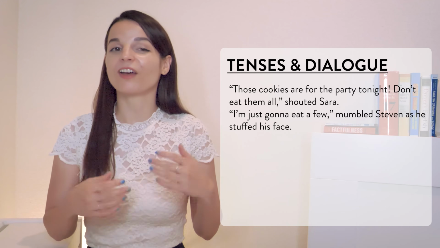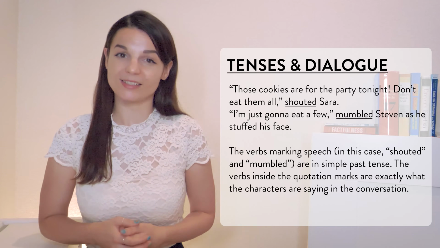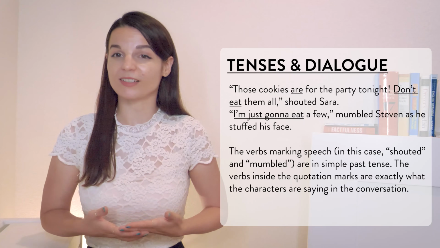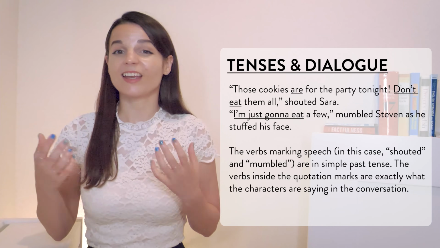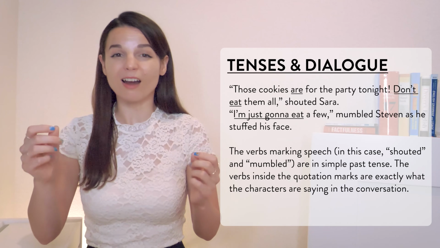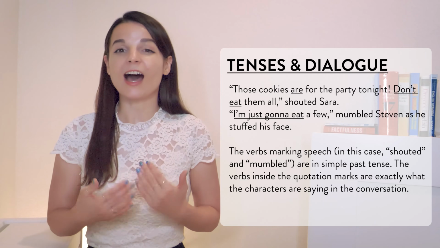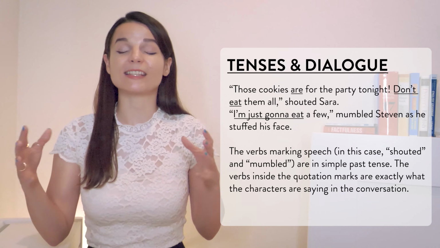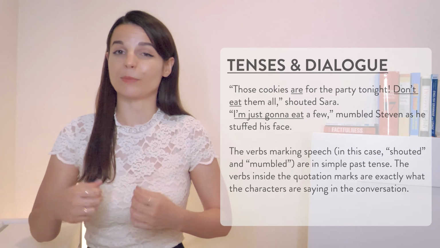In this dialogue, the verbs indicating speech, shouted and mumbled, are in simple past tense. The speech inside the quotation marks, however, is a direct representation of the conversation the characters are having in the moment. In this case, Sarah's dialogue includes a simple present tense statement. Those cookies are for the party. And Stephen's reply includes a simple future tense structure. I'm just gonna eat a few. Please keep in mind that dialogue reflects the actual conversation, but the verbs used to report speech are in past tense.